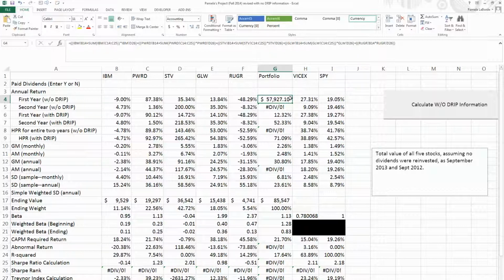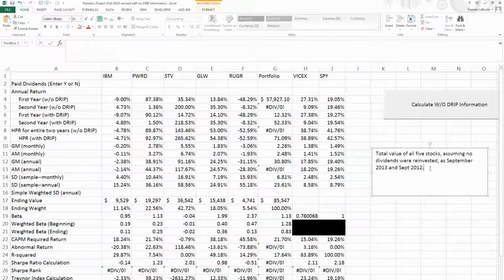And it looks pretty good. I know that I started with 50,000 at the beginning of 2012, or September of 2012, and my portfolio has been doing okay that first year, so I should have more than 50,000. I don't know that this is perfect, but it looks like it's calculated correctly. So that's the total of all 5 stocks, assuming no dividends were reinvested.